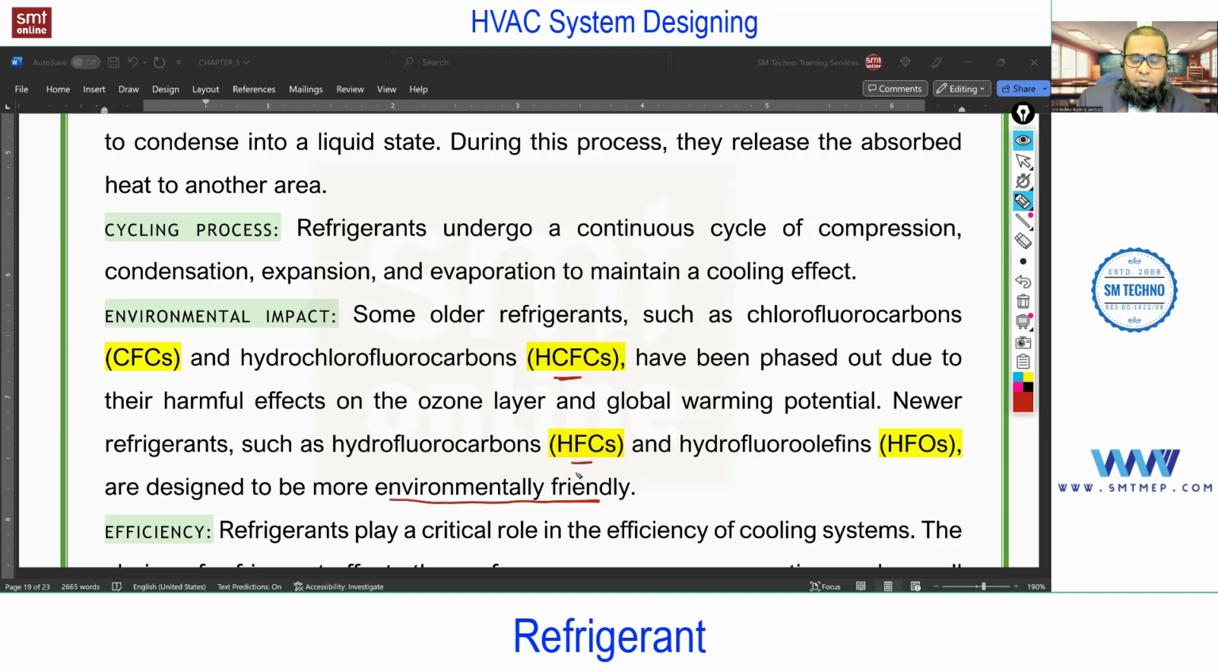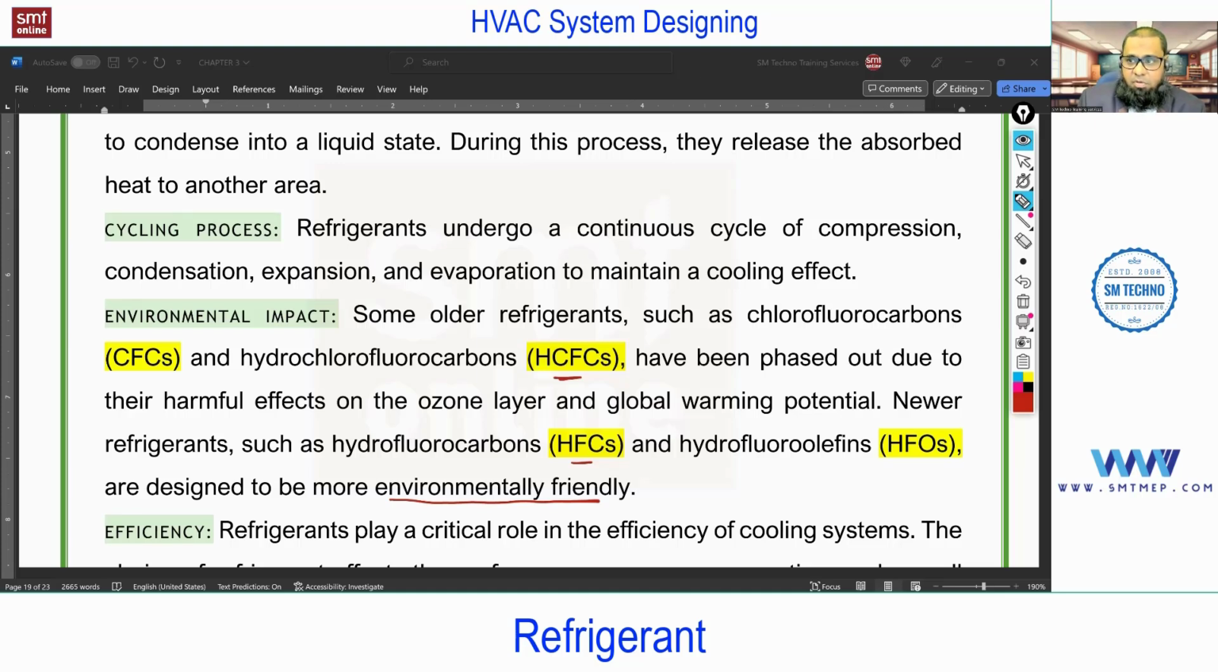R134A. If you check any four-wheeler air conditioning system, you'll find R134A, and even in air conditioning systems used for commercial and residential purposes you'll find R134A. Even in chillers you'll find R134A. Apart from R134A, we have R410A. This is also commonly used as an HFC category refrigerant.